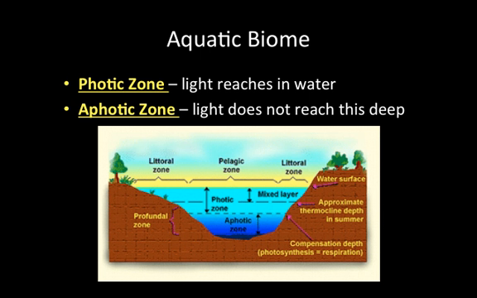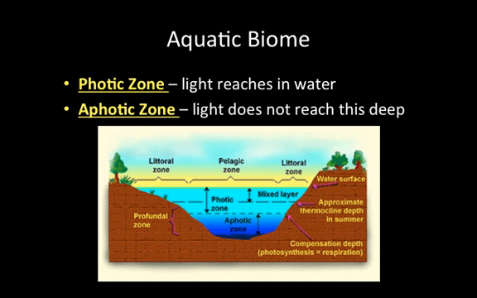Aquatic biomes are important to understand as well. Biomes are not just ecosystems found on land. There are aquatic biomes as well, and they are typically divided into two specific stages. One is called the photic zone, where light is able to penetrate the water, and another one is known as the aphotic zone, where light cannot reach that particular depth of the water.